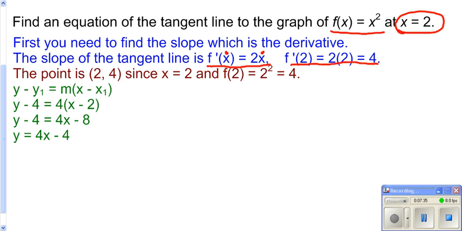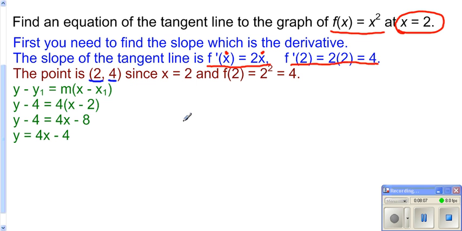But also, in addition to having a slope, you need to have a point. Well, we have our x coordinate being 2. How do you figure out the y coordinate? All you do is take your 2 and plug it into your original function. 2 squared is 4. And so that's how we get our y coordinate being 4. We now have a point and we have our slope.